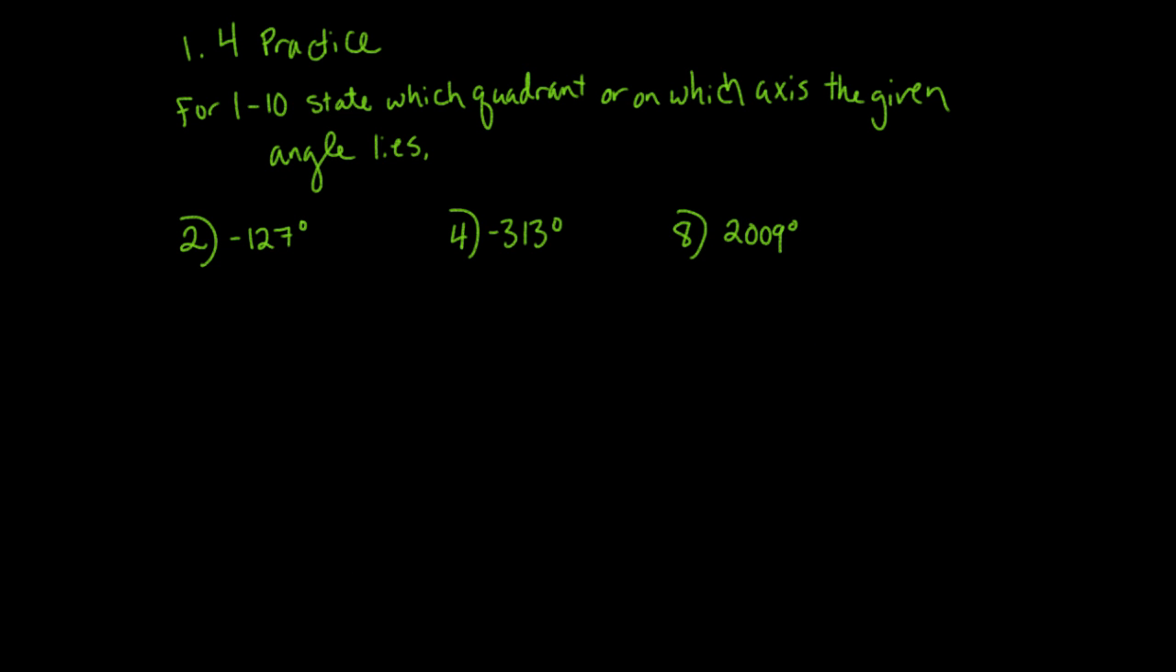Okay, so let's start practicing. Numbers 1 through 10, you're just supposed to state which quadrant or on which axis the given angle lies. So -127 degrees. Remember, here's the origin O. We start on the x-axis, okay? You can even draw the x and the y-axis. So we'll just do that. Here's the x, here's the y-axis.